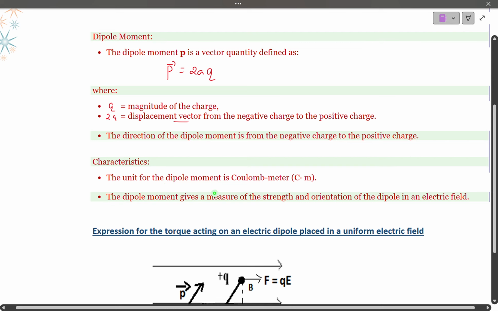Let's see the unit of dipole moment. Dipole moment unit is coulomb meter. As the unit of charge is coulomb and the separation between the two charges is in meters, the unit of dipole moment is coulomb meter. And dipole moment gives a measure of the strength and orientation of the dipole in an electric field.